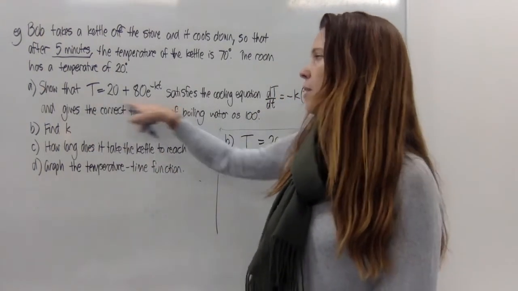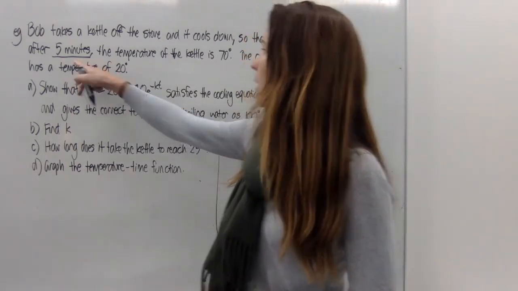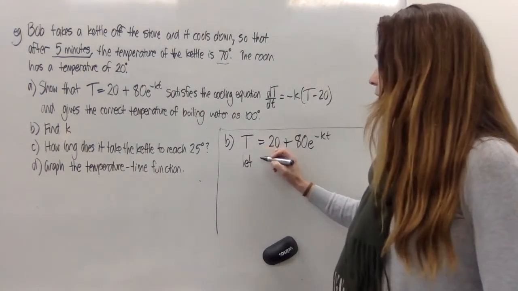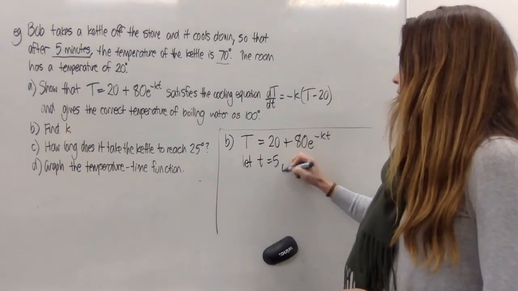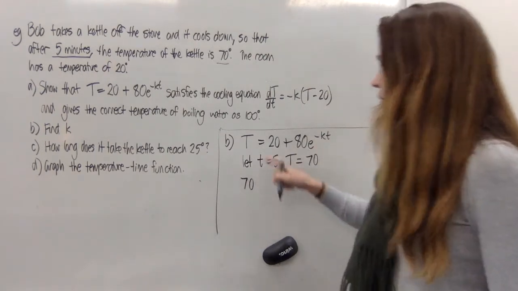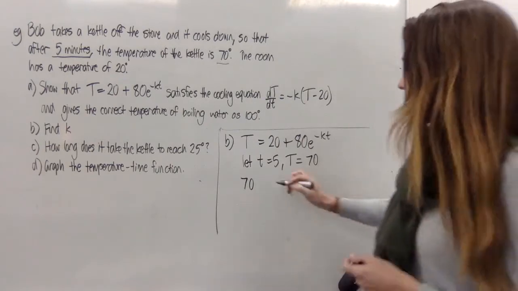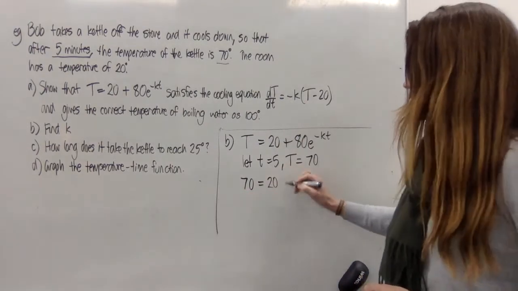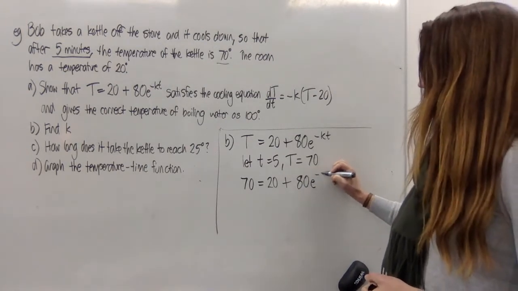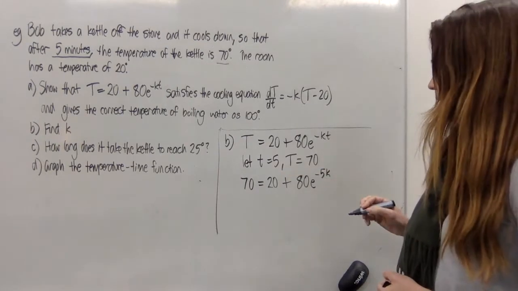So let's start with the original equation that we were given and look for a clue. We know that when t equals 5, the temperature was 70. So you can write down what you're doing there. Let t equal 5 and big T equals 70. And now we can clearly see what we're trying to do, so that in case we mess it up, we're going to get marks for the correct thinking perhaps. So 70 equals 20 plus 80 e to the minus 5k, subbing t in as 5 there.